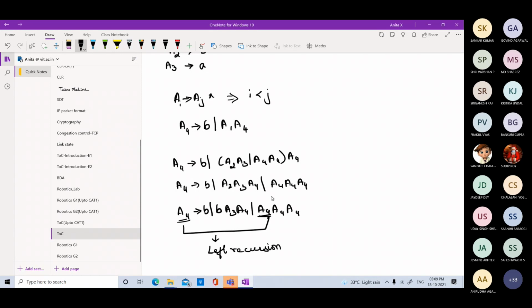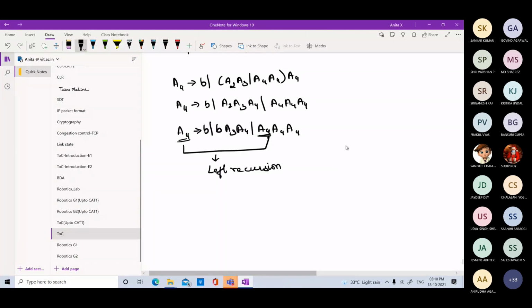So let me repeat. Here I'm having A4, here again I'm having A4. That is, i is equal to j. If i is equal to j, then we will be coming across left recursion. This left recursion needs to be eliminated. How am I going to eliminate the left recursion? We must make a note of this. We are just going to make use of this rule.